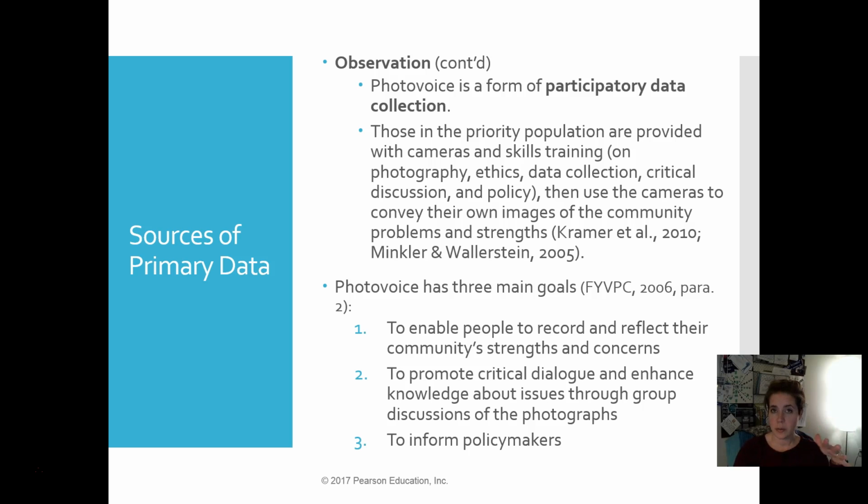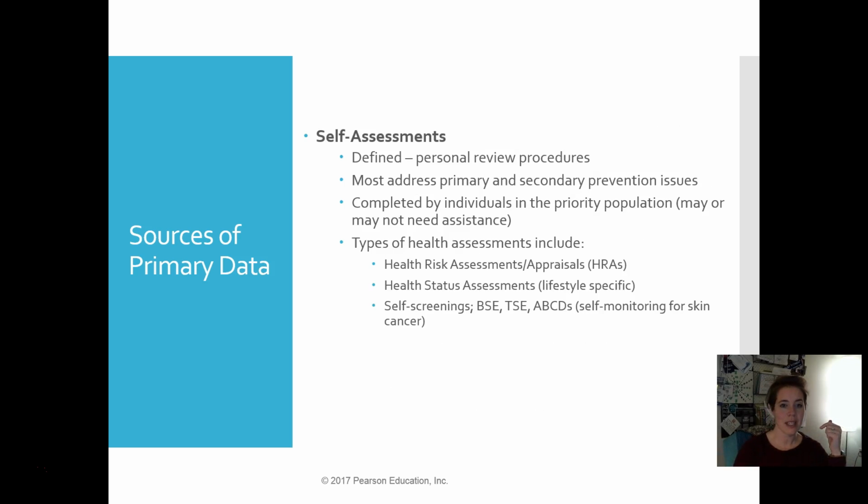So there's lots more information out there on photo voice if you're so inclined to look at it. I certainly have a lot if you want to come pick my brain about it or any of the papers that I have. So lastly, around primary data are self-assessments. So this is what a community can do on its own really without anybody else.